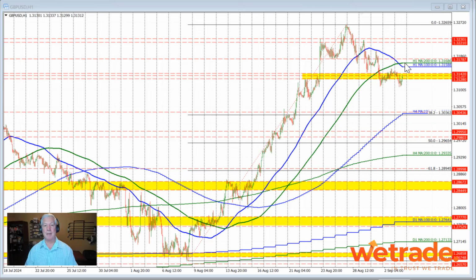But if we move back above the 100 and 200-hour moving averages, maybe even back above this swing level in trading here today, we could see more upside, or the upside returning in full force above those moving average levels. So there you have it, a kickstart to your trading day for September 3rd with a look at the euro versus US dollar, dollar versus yen, and sterling versus US dollar.